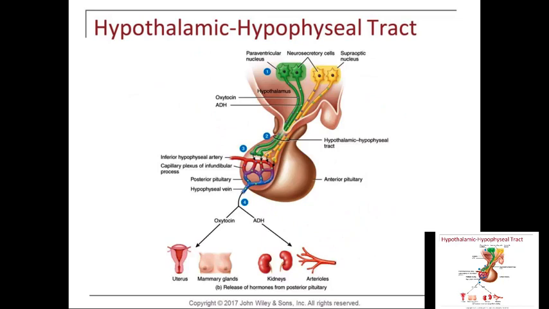Here, this just shows the hypothalamic pituitary gonadal axis. So you can see on the bottom the oxytocin affecting the uterus, even the mammary glands for secretion of milk, and then you have ADH, antidiuretic hormone, affecting the arterioles and the kidneys. Antidiuretic hormone holding on to water. So it's going to shut down the kidneys and constrict the arterioles to hold on to water.